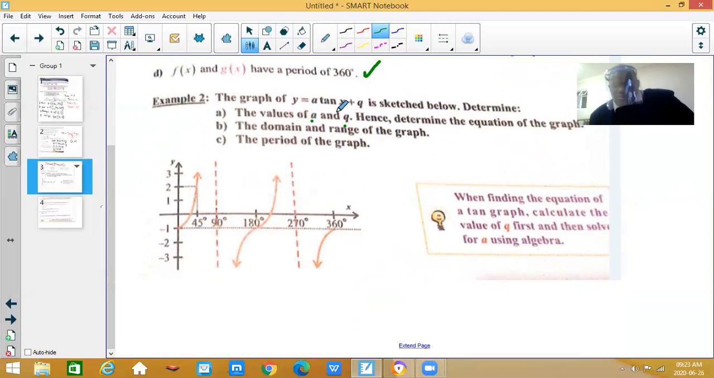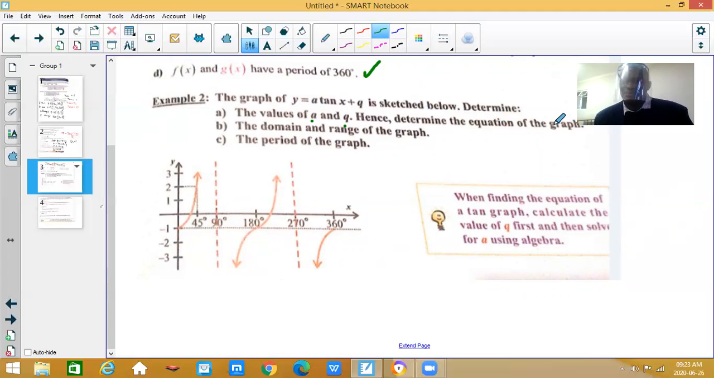These types of questions, where we say determine the values of a and q, we are starting on them at this level, grade 10. They will continue with us in grade 11 and up until grade 12. So you need to have a very clear understanding.